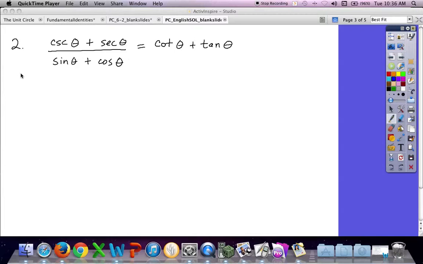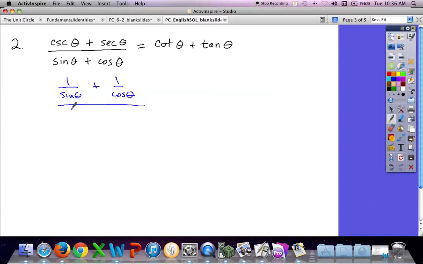And I'm not sure anybody got this in both classes, 3 classes, sorry. There could be other ways to do it. This is what I did on it. I said, well, let me turn these cosecants and secants into sines and cosines. That would be 1 over the sine plus 1 over the cosine, divided by sine plus cosine.